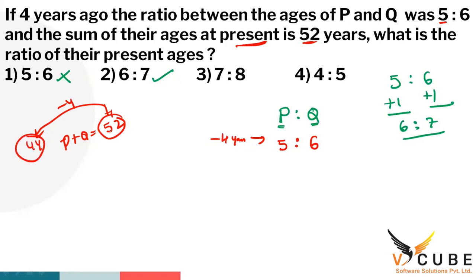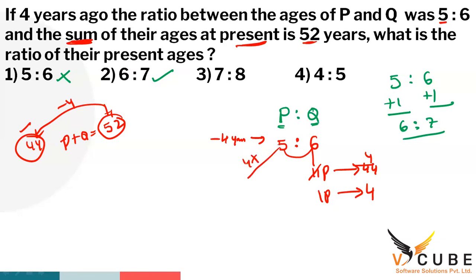Present both age is 52 years. 4 years ago their ages was 44 years. The sum of their ages, so adding, 5 + 6 is how much? 11. 11 parts is equal to 44 years. One part is how much guys? 11 fours are 44. One part is 4 years.